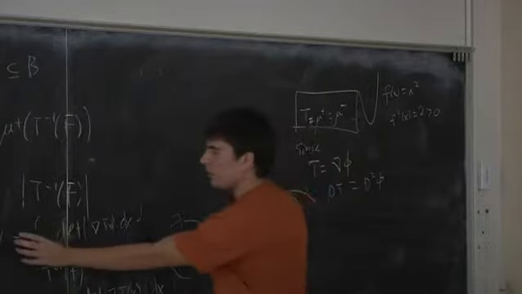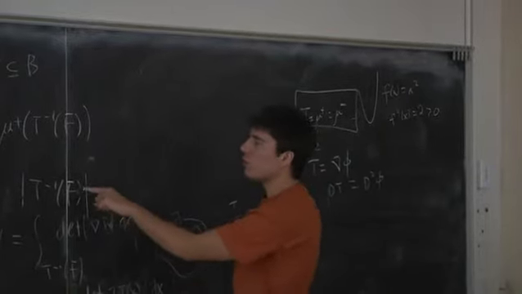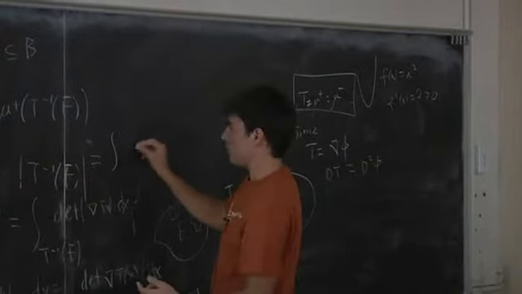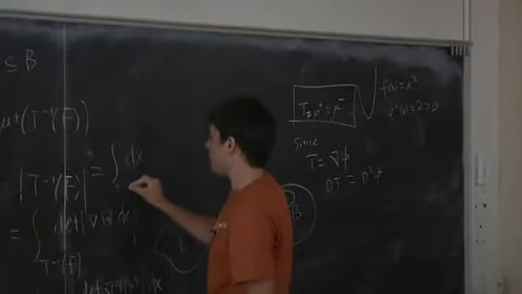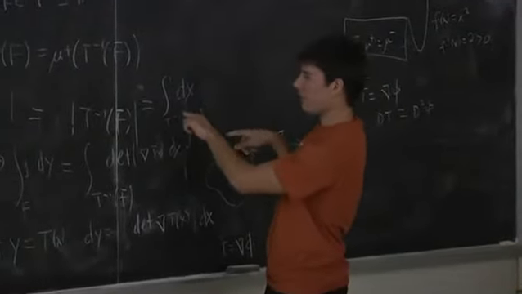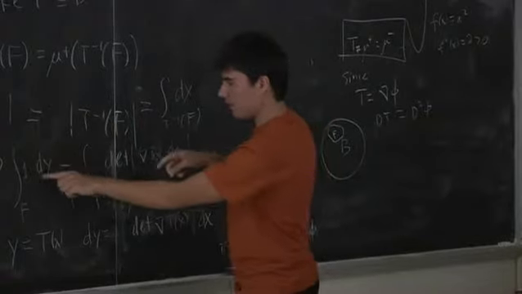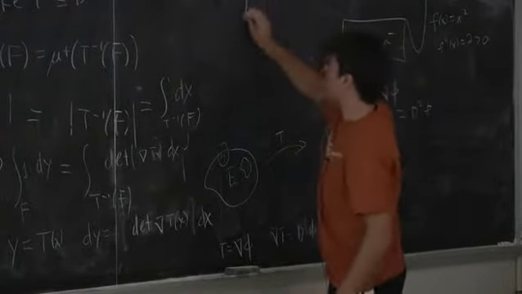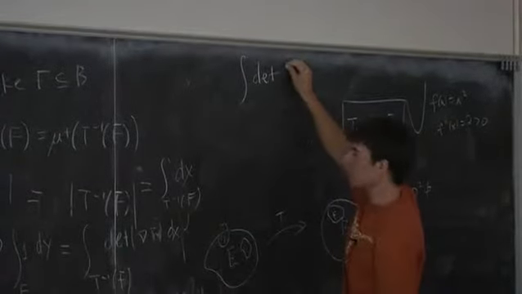So we did the change of variable. Just trace the equality. The measure of T inverse of F is just the integral of dx over T inverse of F. Trace it from right to left: this guy is equal to this guy is equal to this guy, and so on. So overall, let me put that up here. We get the integral of the determinant of grad T dx.